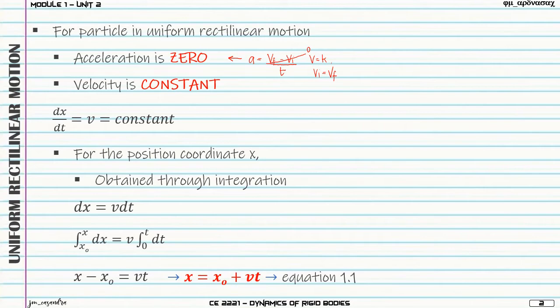So if you will again remember from physics, if x sub o is equal to 0, then we could simplify our equation simply as x is equal to v times t. So take note, for our equations, x is your final position at time t, and x sub o will be your initial position.